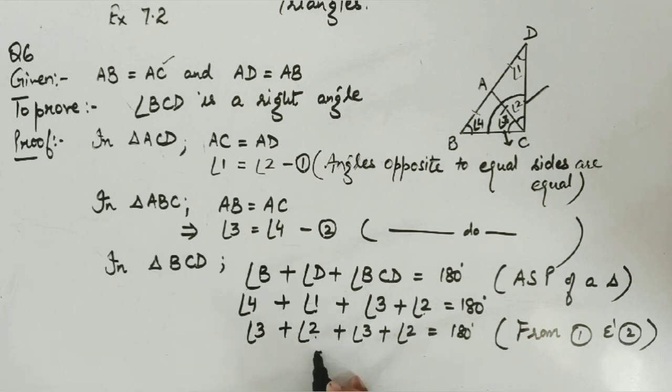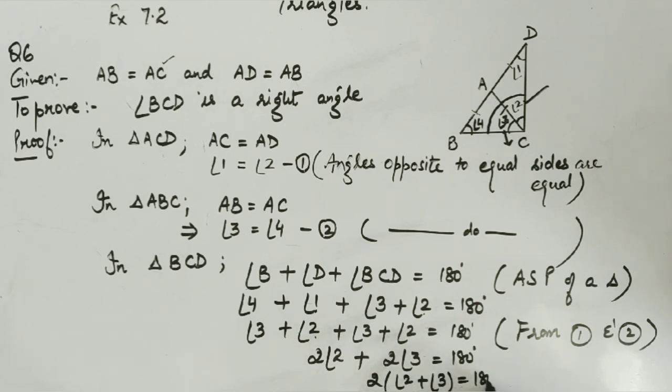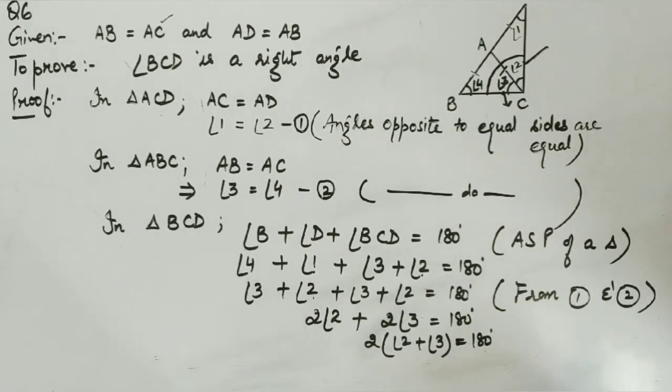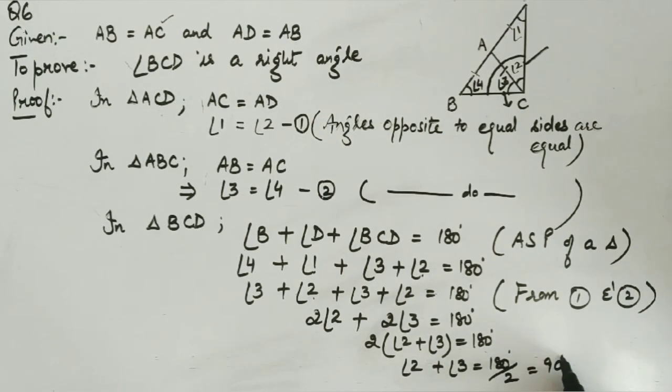Now 2 and 2 makes it twice of angle 2. 3 and 3 makes it twice of angle 3. Okay, and our next step would be bring this 2 common. What are we left with? We have angle 2 plus angle 3 inside, it is equal to 180. And finally 2 plus 3 will be 180 by 2, which is 90.